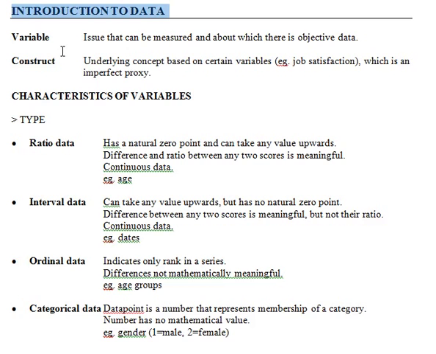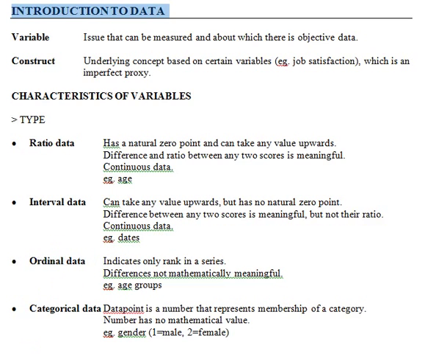Then you've got interval data. These can take any value upwards but have no natural 0 point. The difference between any two scores is meaningful but not their ratio. So for example, dates. If I give you a date, say 25 October, and if we're in January, you can actually calculate the number of days. So the difference between two scores is meaningful, but you can't say 25 October divided by 31 January. That is meaningless. That's why we say their ratio is meaningless. And this is a type of continuous data.